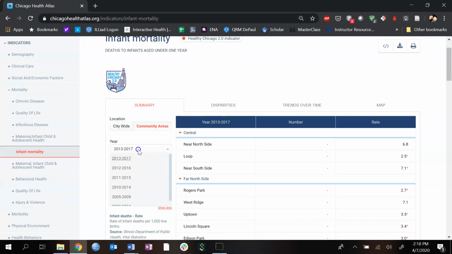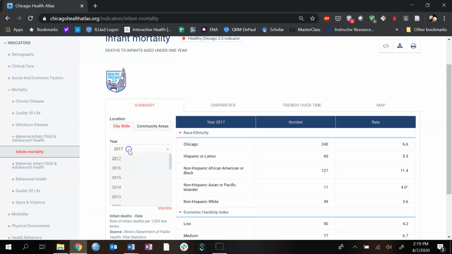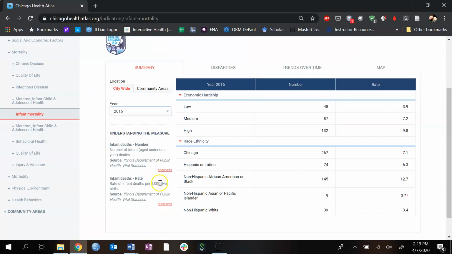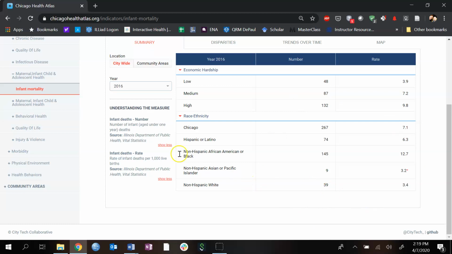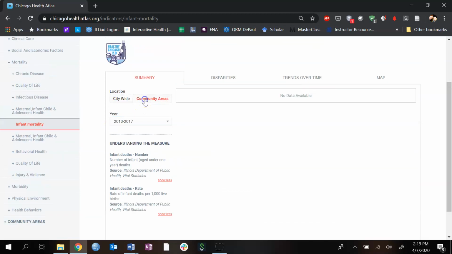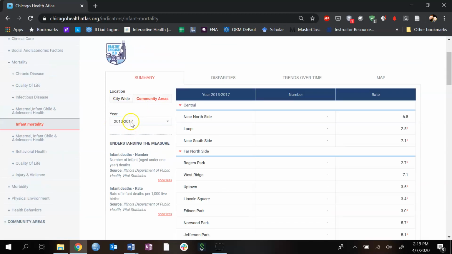You can also go back and forth between the different types of data. The ranges that you see here are usually what's presented for the community area. So you can get citywide data and you can get it for each different year. But the problem with that is that for this assignment, in order to do analysis, we need to have the individual community areas. And when you click on the community areas, the data for infant mortality is only available for these ranges.